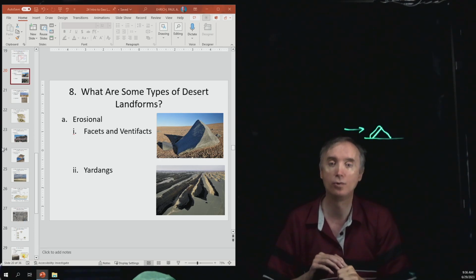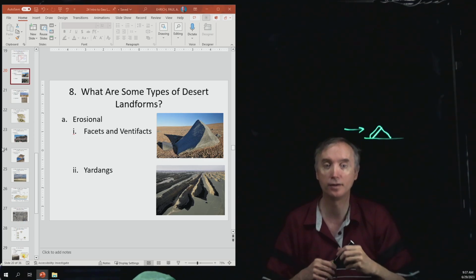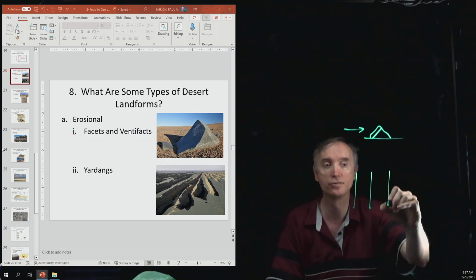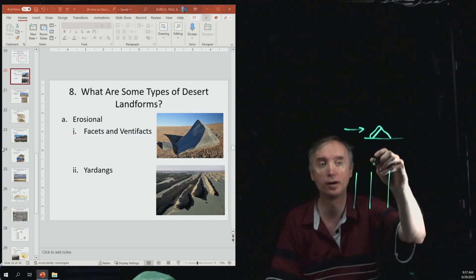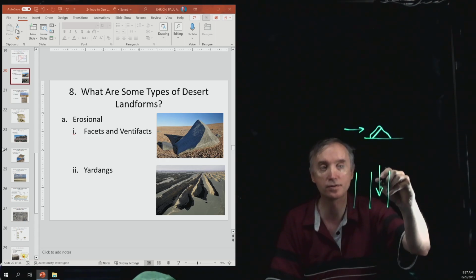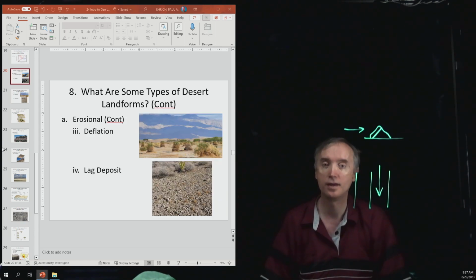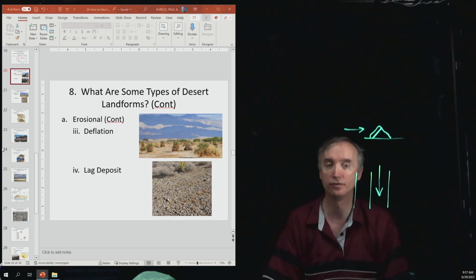Okay, you should also know what a yardang is. A yardang is a series of parallel hills, and they are formed by a wind that is blowing in this direction. Okay, then another desert landform is called deflation.